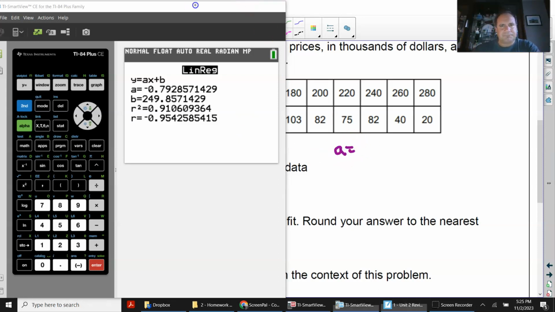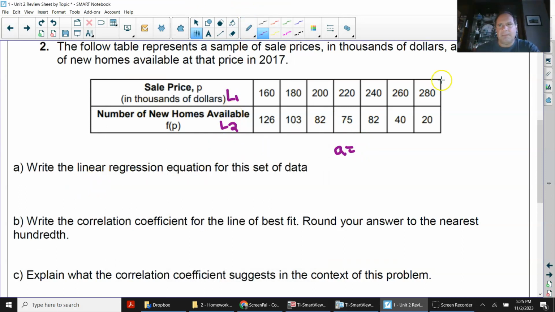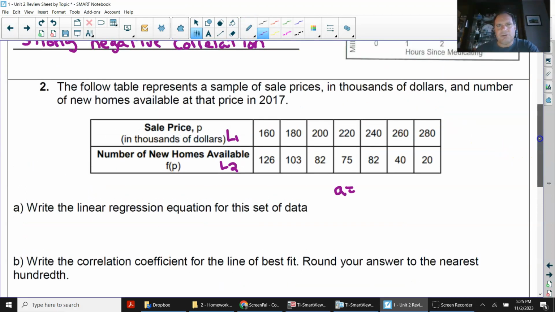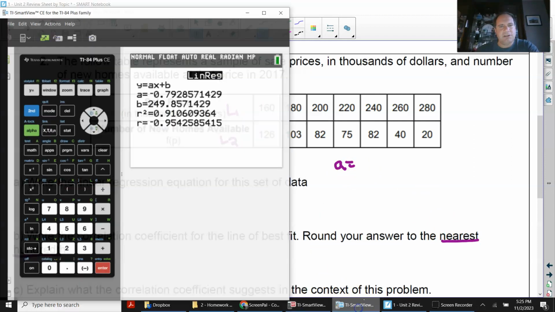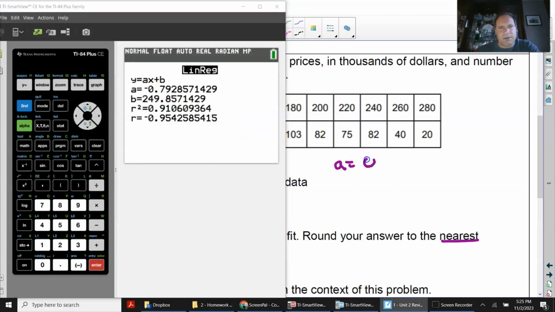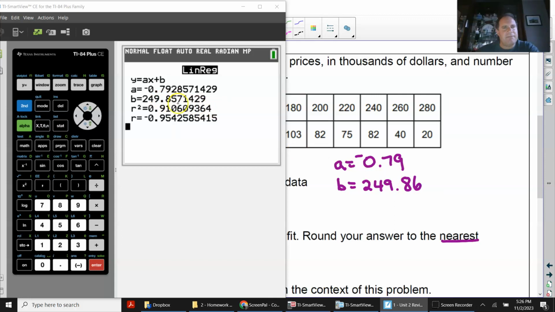equals, it doesn't say what to round to, so I am going to round to the nearest hundredth. Right, it says round to the nearest hundredth for the correlation coefficient, but it always says that. So I'm going to do the same for the linear regression equation. So we're going to have negative 0.79. All right. And then the B is equal to 249.86. I'm rounding it to the nearest hundredth. So this is 5 and the next number is 7. So that's where I'm getting that from.